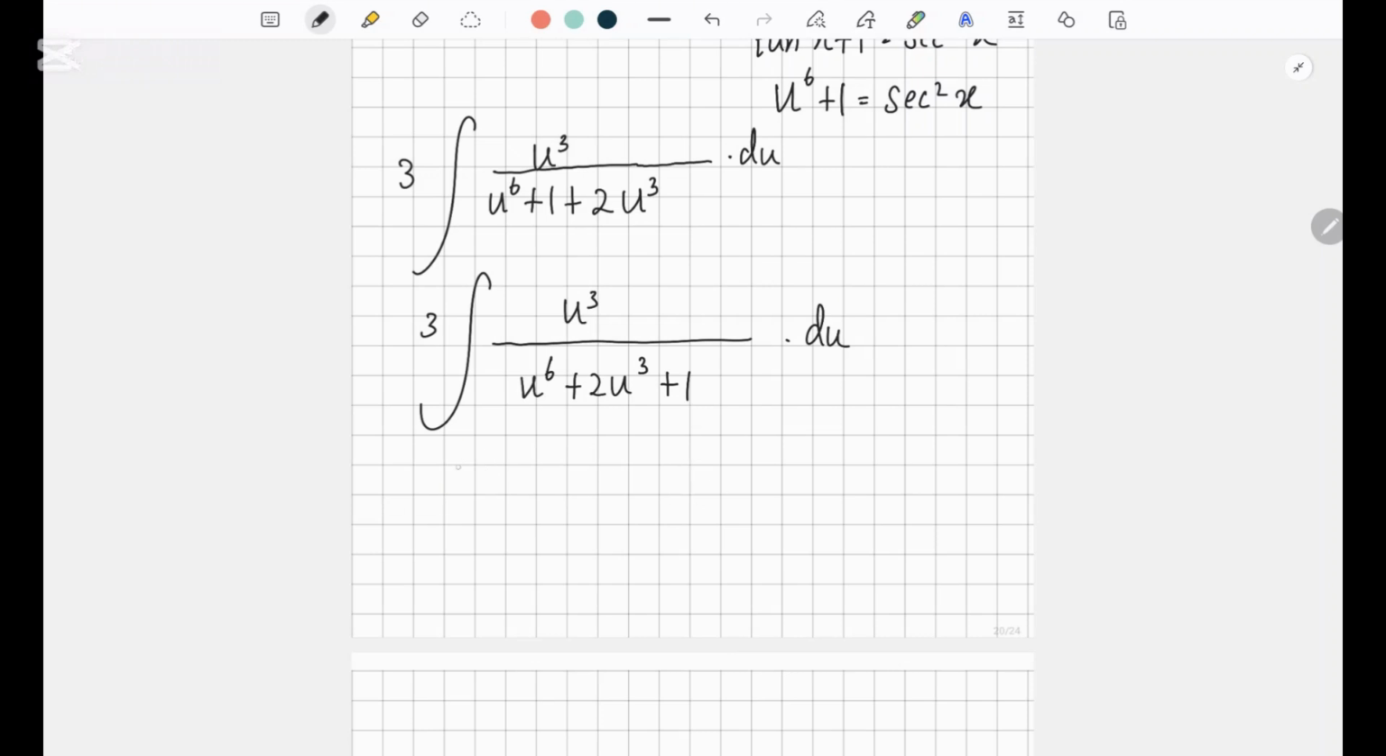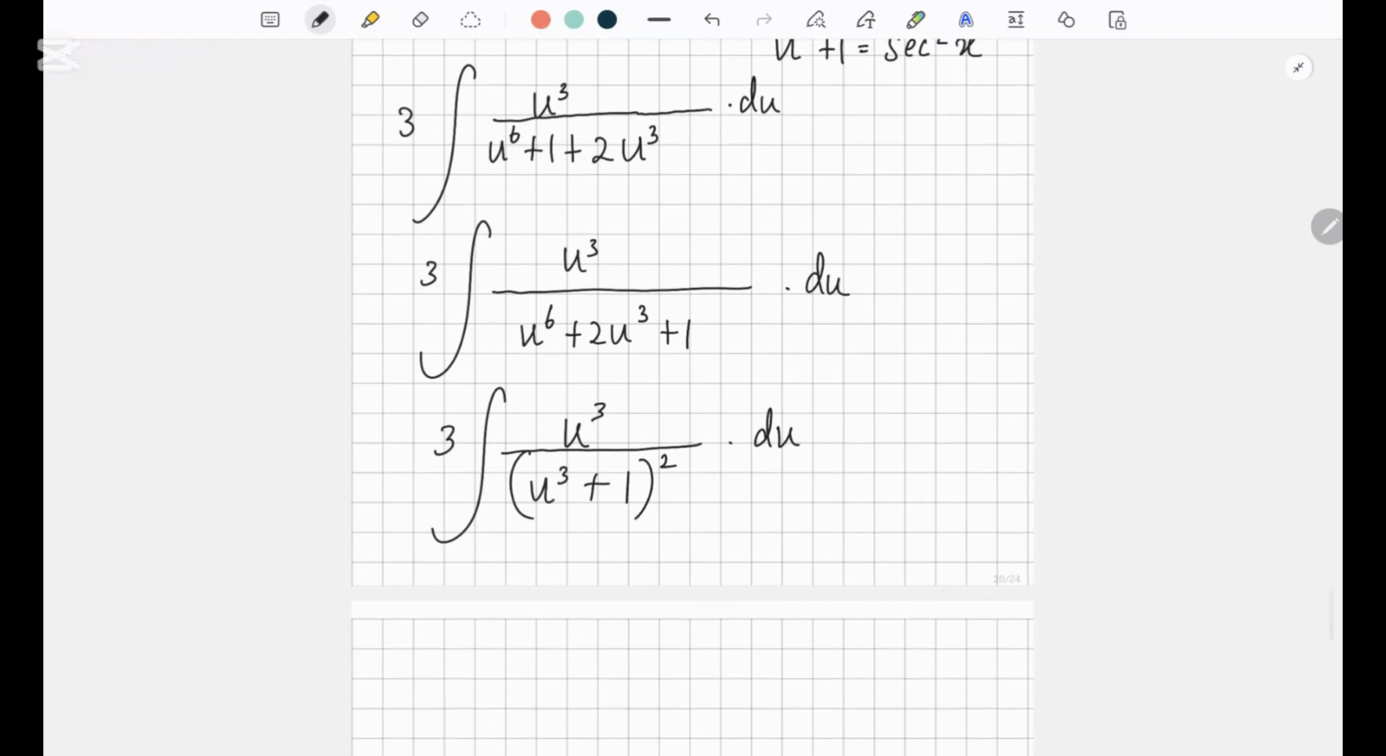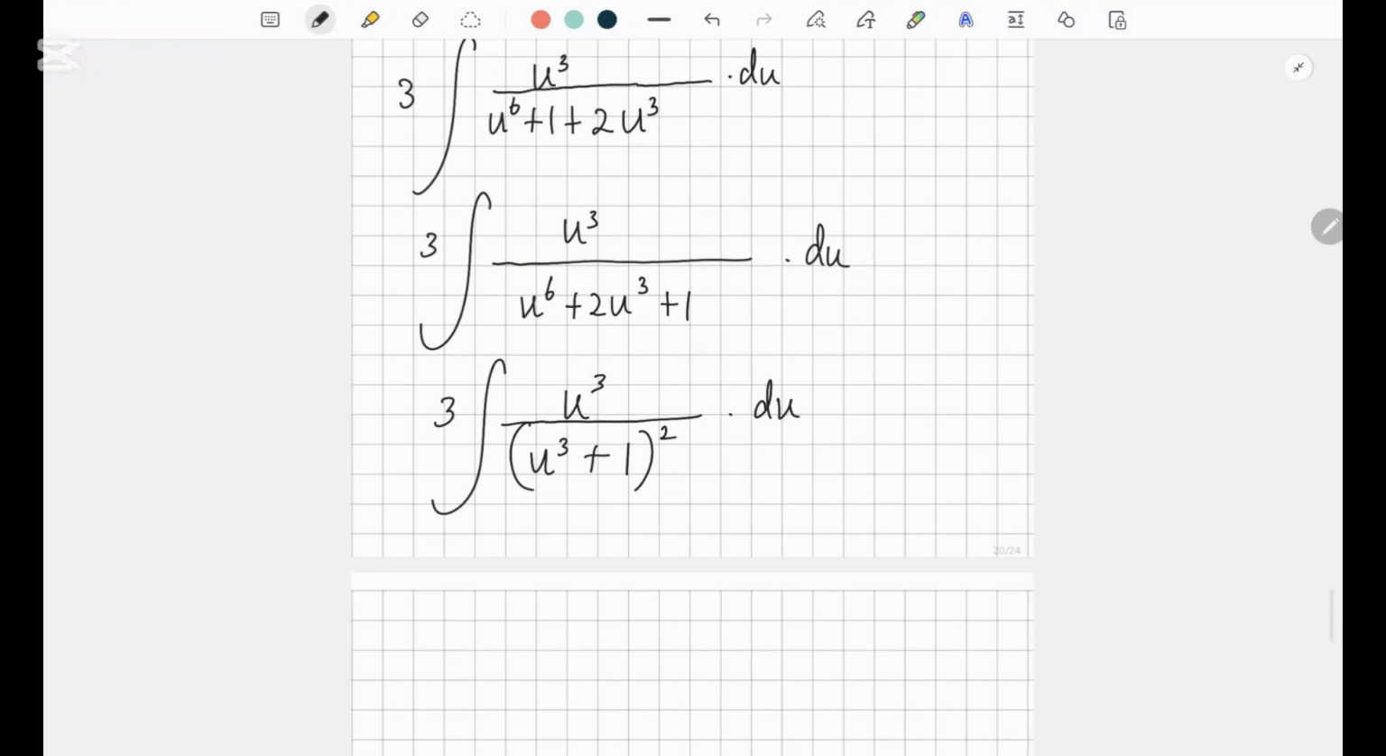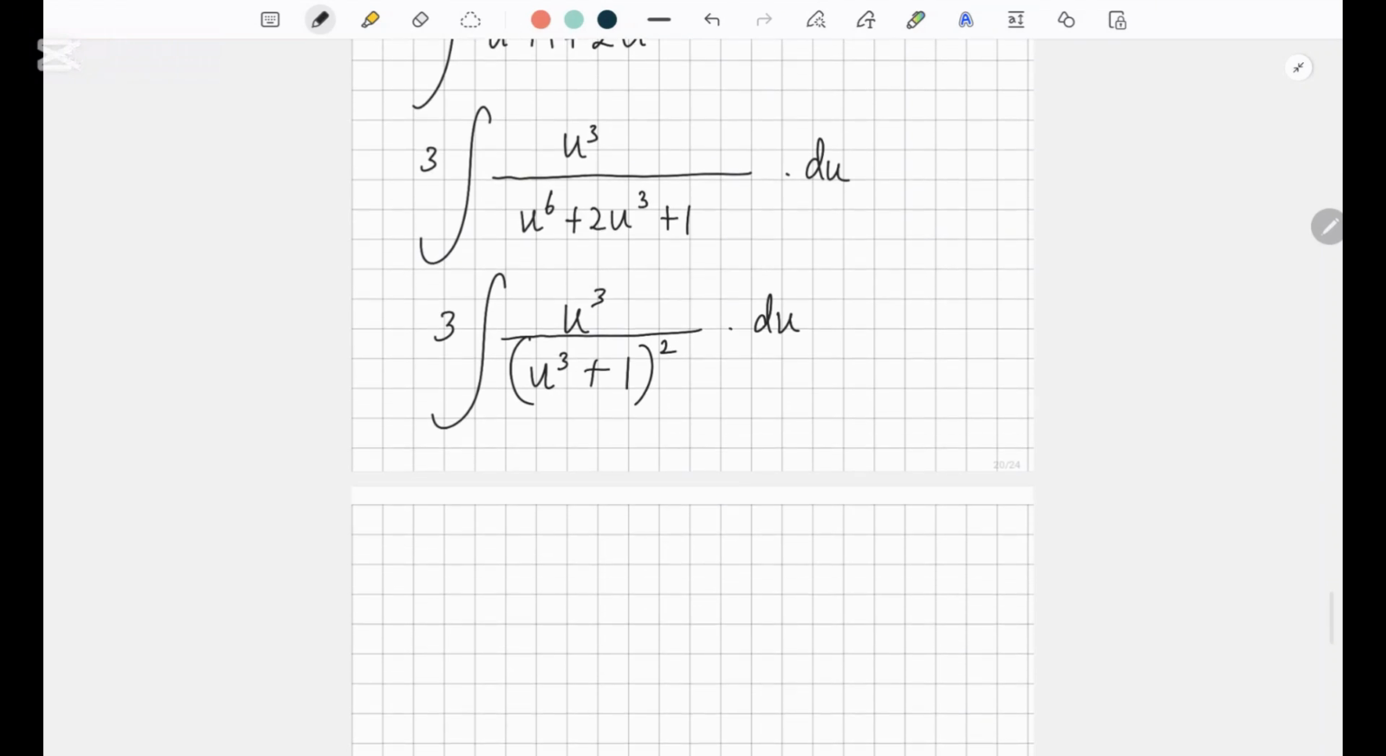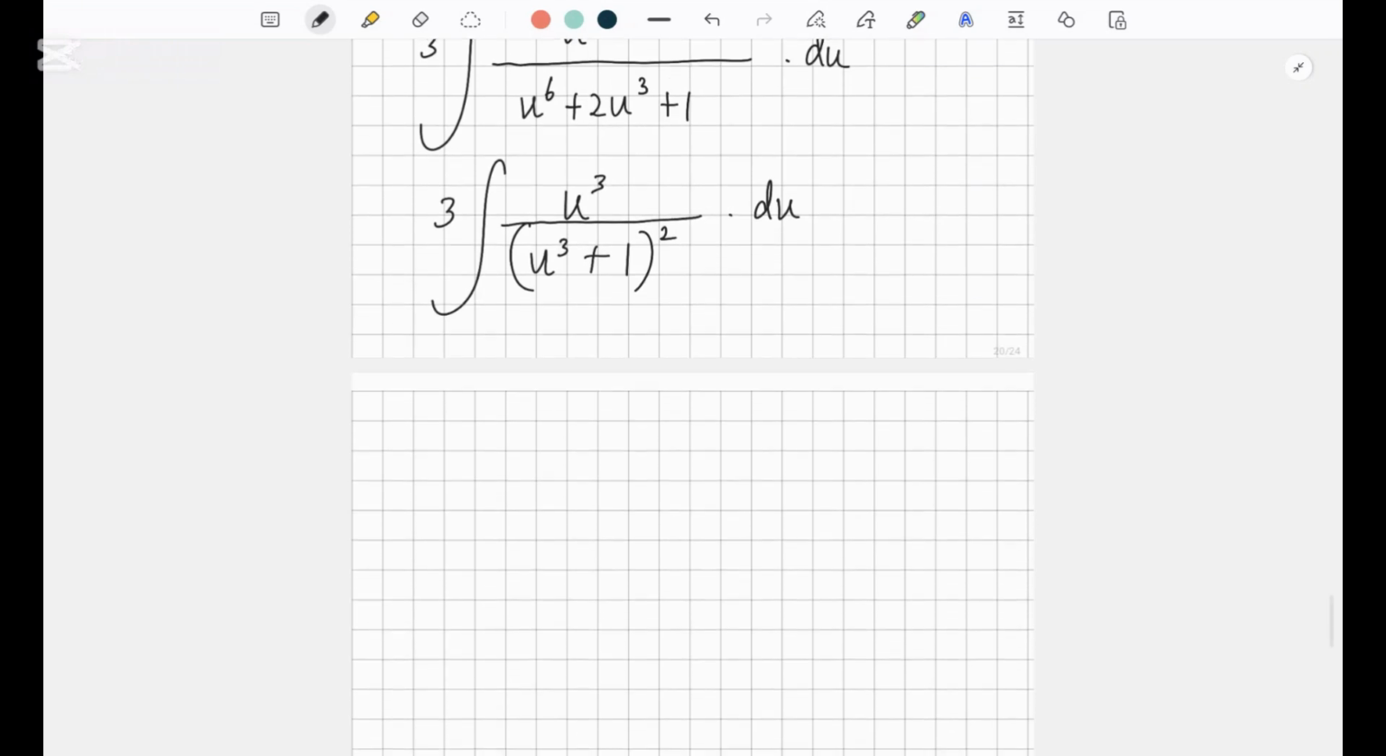So then you rewrite this as 3 into u to the power 3 over (u to the power 3 plus 1) brackets to the power 2 dot du. Okay, it's getting easier and easier every step, but it will take you some time to solve this question. So then what you do is, now I'm thinking of using integration by parts.